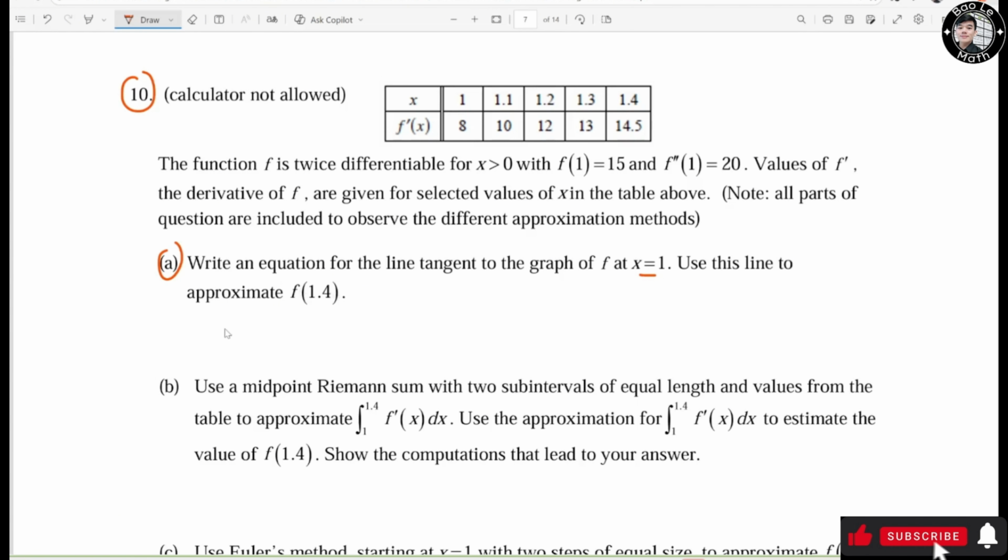So we have f of x equals m times (x minus x1) plus f of x1. x equals 1, so we have the slope, which is f prime of 1.